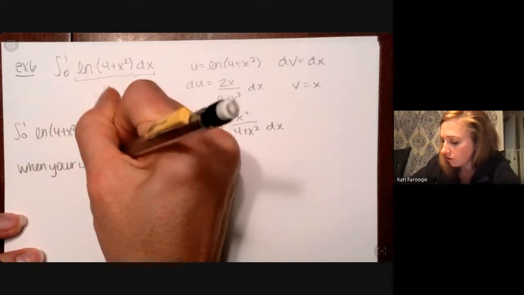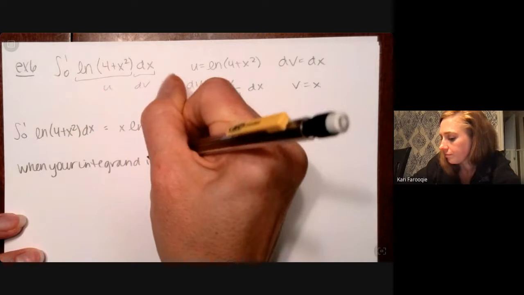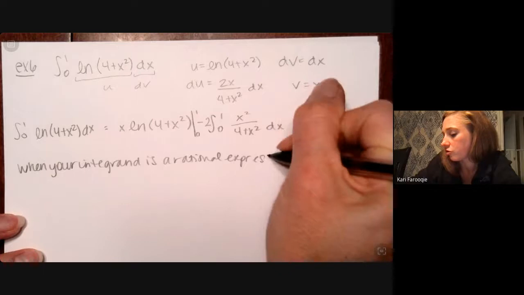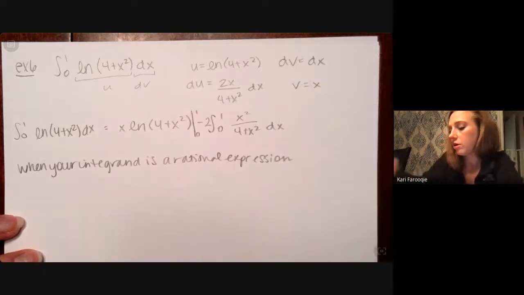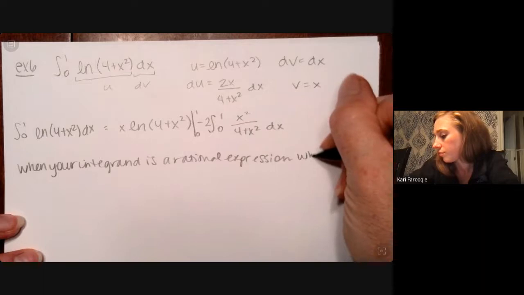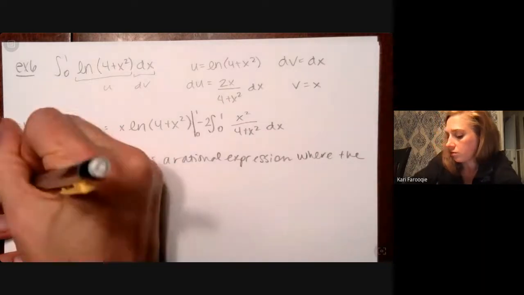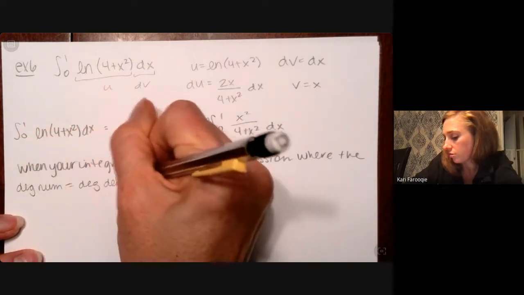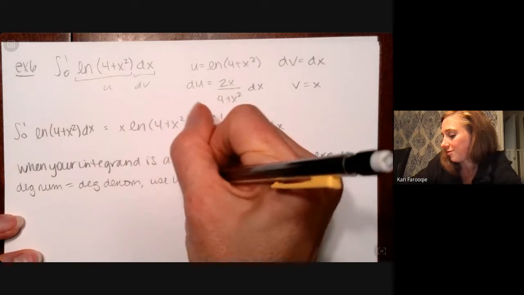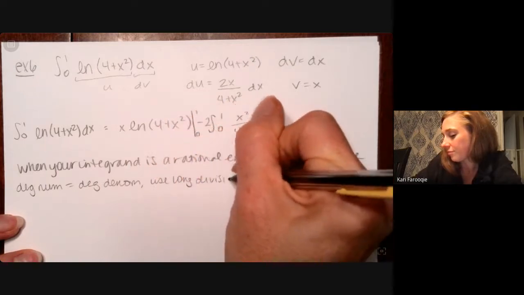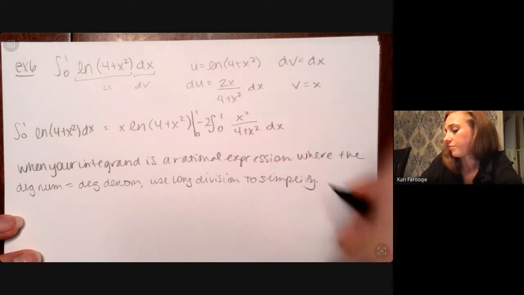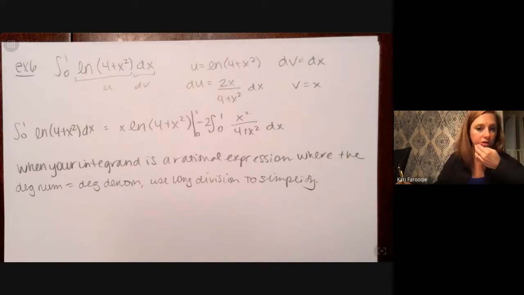When your integrand is a rational expression, remember a rational expression is a fractional expression. So when your integrand is a rational expression where the degree in the numerator equals the degree of the denominator, use long division to simplify. You will find that you are going to need long division for something like this.